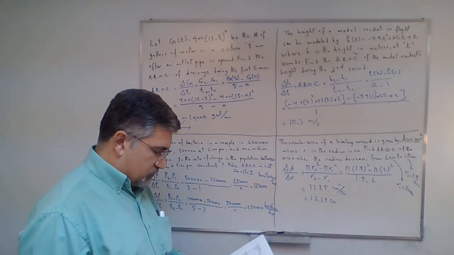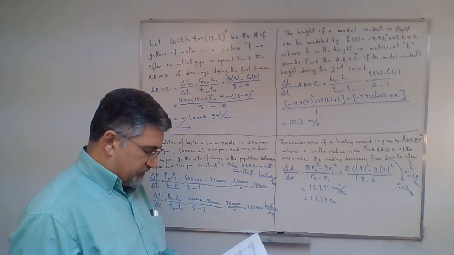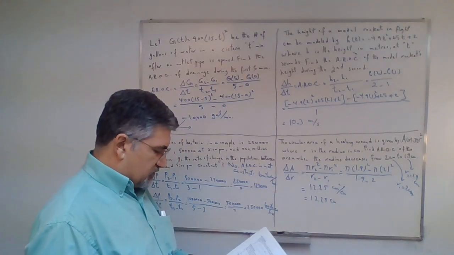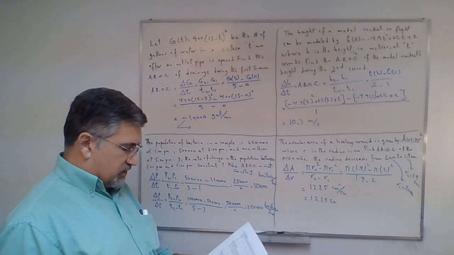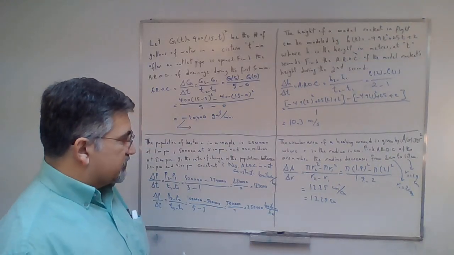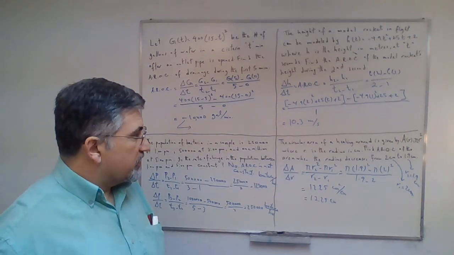From 2 centimeters to 1.9 centimeters. Okay, so we did all the calculations. Negative divided by negative is positive. And that's the rate of change of area with respect to radius.